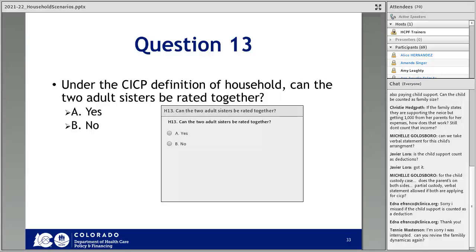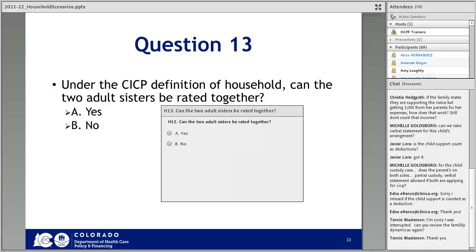All right, so let's review the family dynamics again. So the household consists of the pregnant mother of a 3-year-old and the mother's adult sister. And the 3-year-old spends half her time with her father, who has already been rated for CICP at your facility and is included in his application.